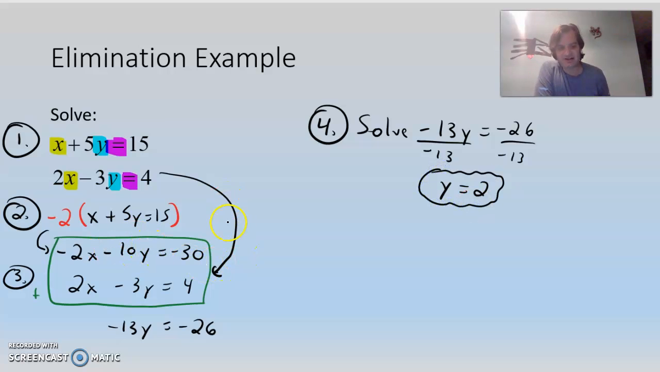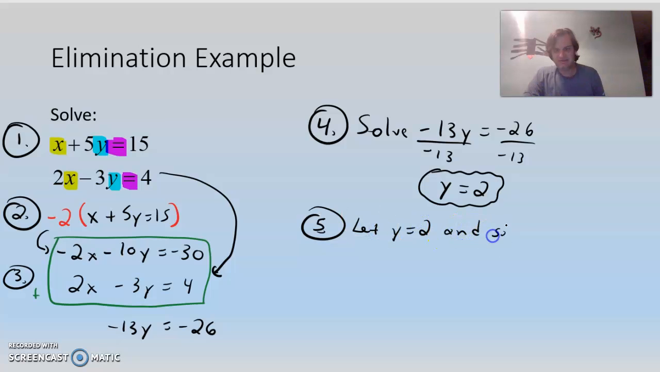So we got one of the variables. So let's solve for the other one. Now we're going to let y equals 2 and solve for x. It doesn't matter which equation. Let's just take the first one since the x is singular.